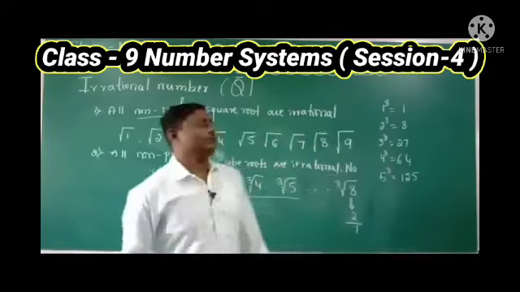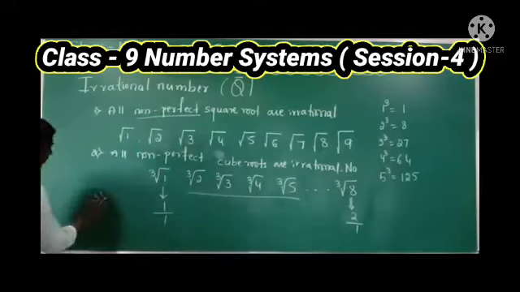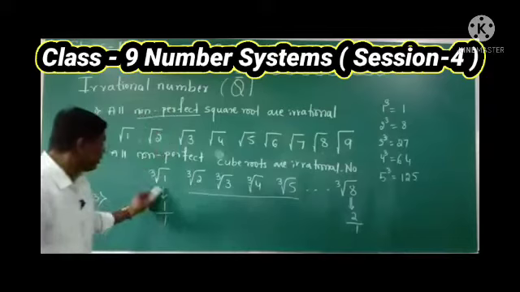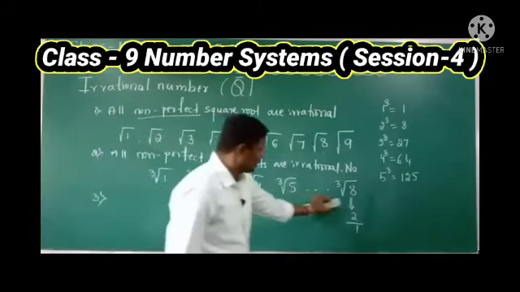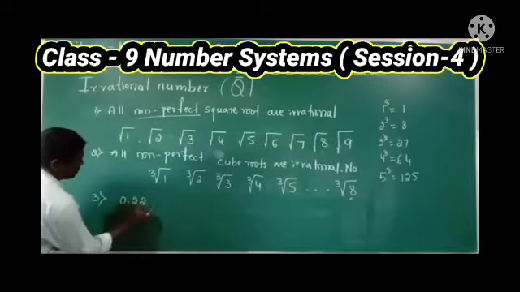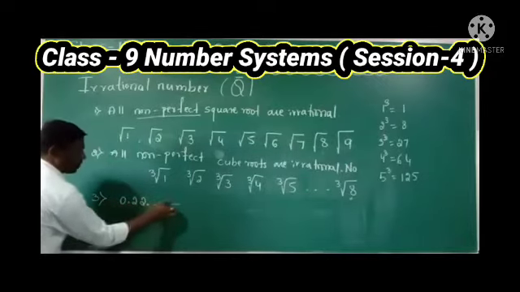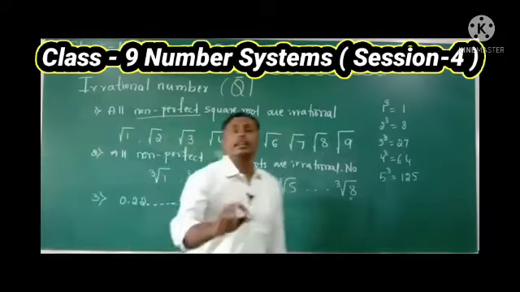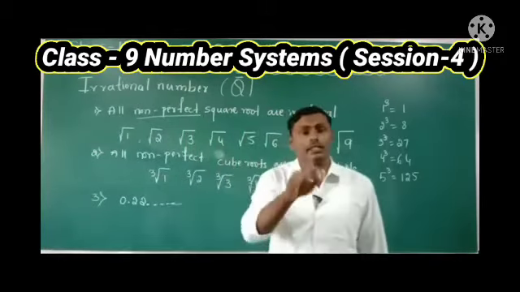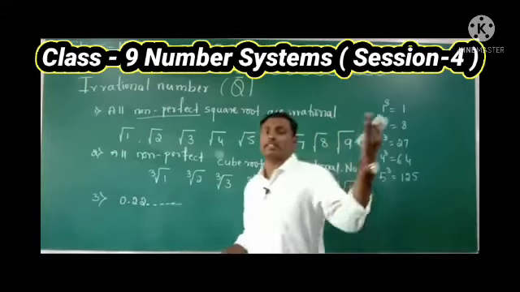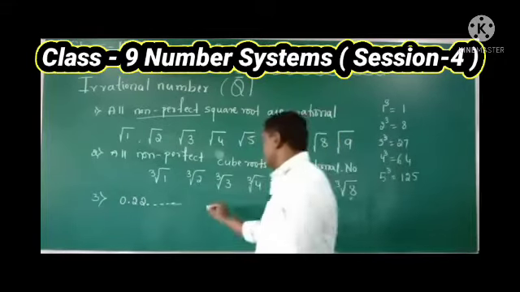Okay, next, third one: all non-terminating and non-recurring decimals. It means if I write 0.2222 with dots, the dotted points indicate it is a recurring number, whether it repeats in a single digit or in a length of digits, or a period of digits. We already discussed this in the previous classes, right?